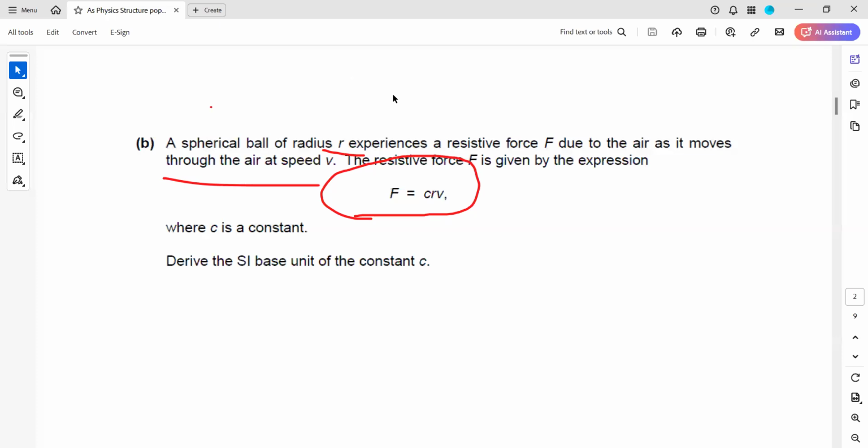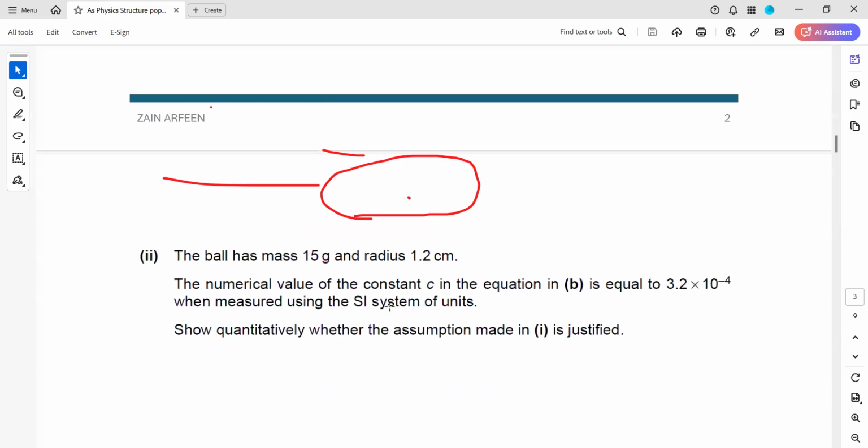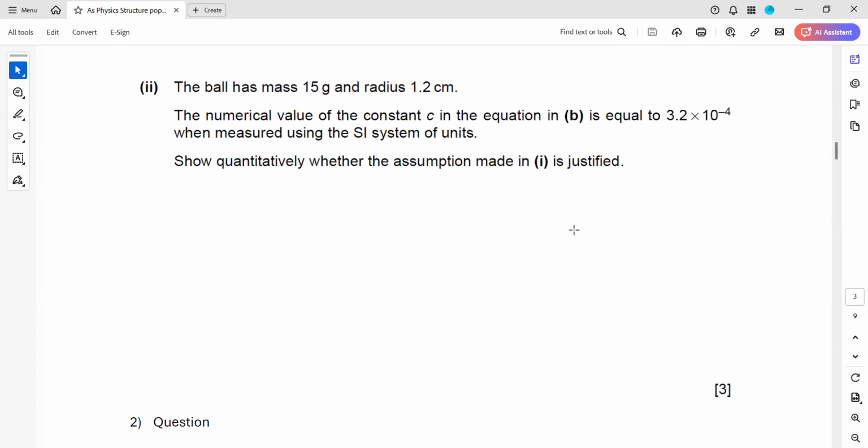So how to work out the resistive force? Resistive force F is CrV. Why are we working out F? Why not work out V instead? Yes, you can work it out both ways. We'll work out the resistive force and we'll compare it with the weight of the sphere.